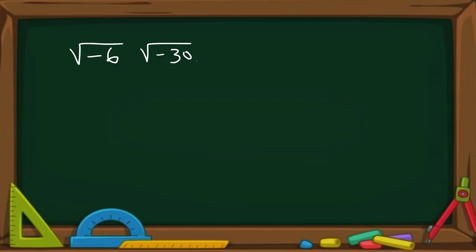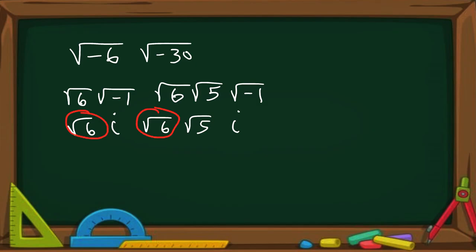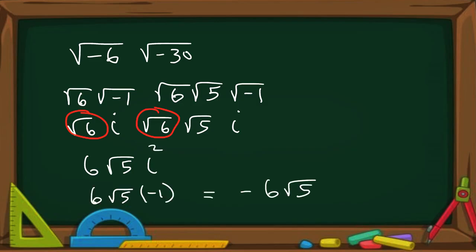So the square root of -6 is the square root of 6 times the square root of -1. The square root of -30 is root 6 times root 5 times -1. 6 times 5 times -1 is -30. Now the square root of -1 is i. The square root of 6 times the square root of 6, that's the square root of 36, which is equal to 6. So we have 6 root 5i times i is i squared, and i squared is -1, so the final answer is -6 root 5.